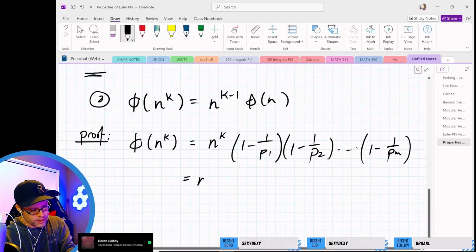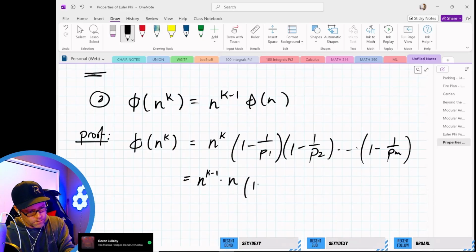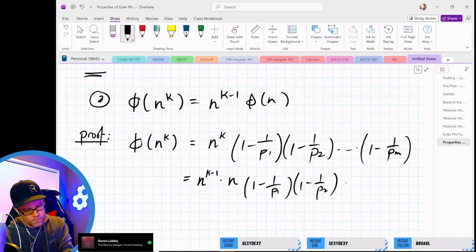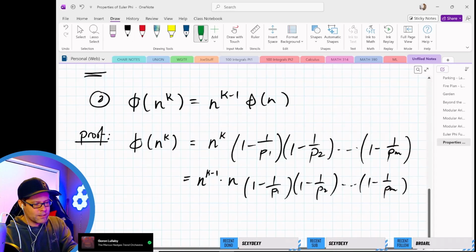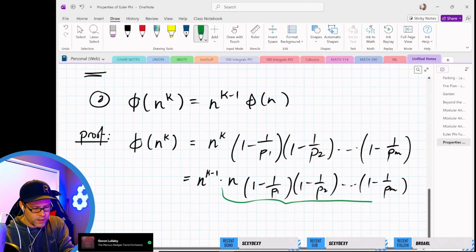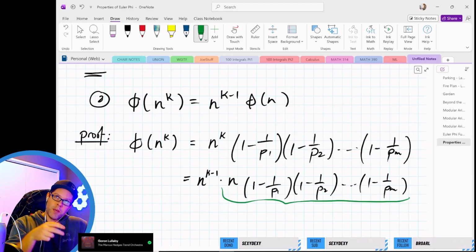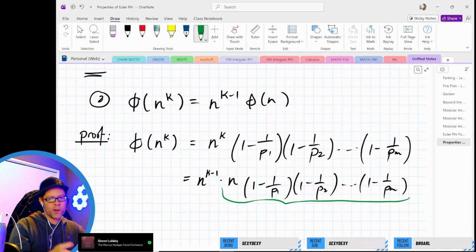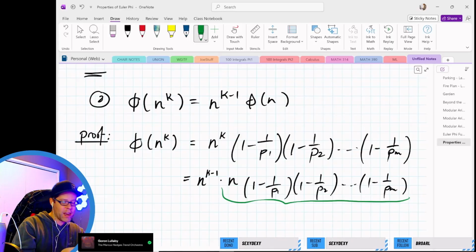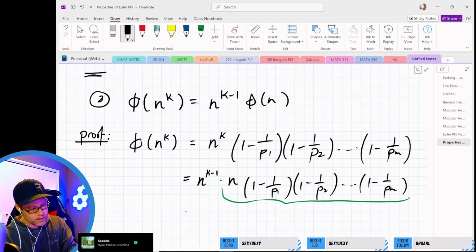Now, I'm going to take this n to the k, and I'm going to break this up into n to the k minus 1 times n. And then all I need to do now is to convince myself that this is really just phi of n. And I can see that, right? If P1 to Pm are the prime numbers for n to the power of k, those are also going to be the prime numbers that are important for n. So all of this is really just phi of n.